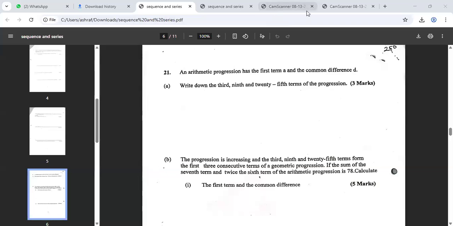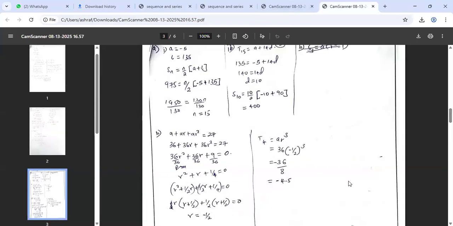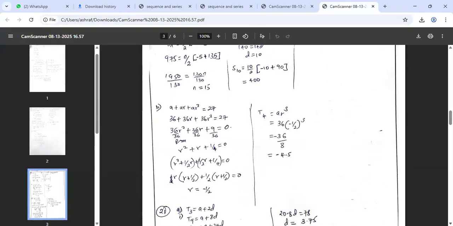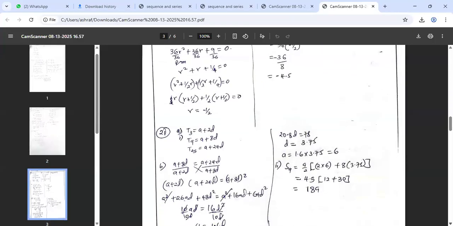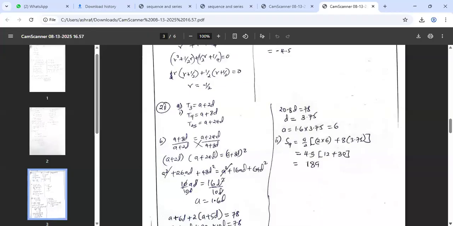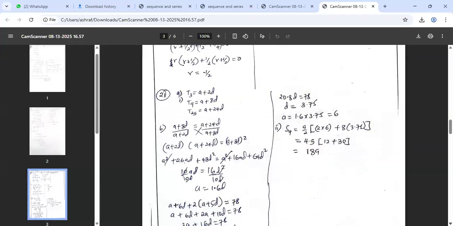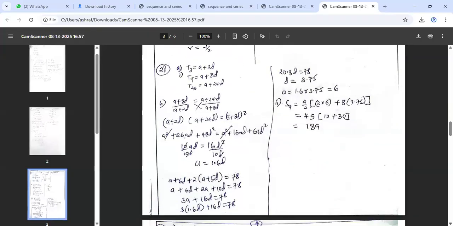I'll show you the working for part B. So part B, that's the working. We are given that, so you are supposed to state the T3, T9, and T25. So T3 is A plus 2D, T9 is A plus 8D, and T25 is A plus 24D. Then use it in the second part to get the values of A and D.